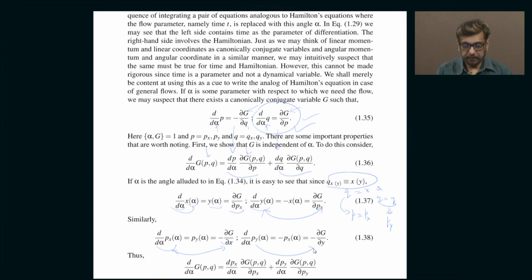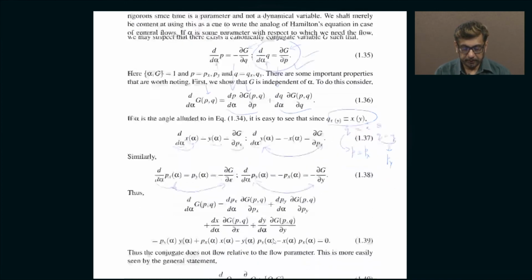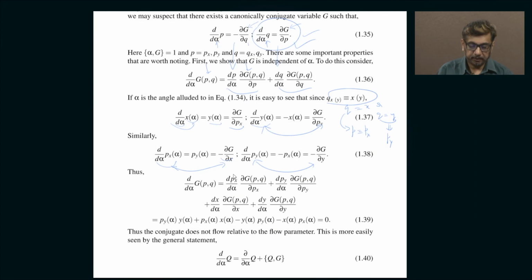Having done all this, we can now insert these relations into this equation, which is just chain rule. There is no physics here, this is chain rule, but this is what we expect. If there is such a G, we expect this, and this alpha is due to rotations. Now if you insert that, you will see that this is actually 0, all the terms cancel out.